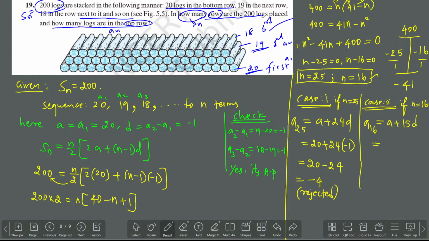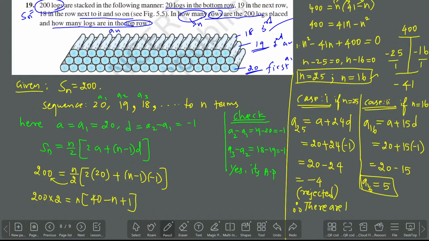The a value, it will come positive, I hope. a value is 20, 15 into the d value minus 1, then 20, 15 into minus 1 minus 15, which is equal to 5. Then 16 is the top row. Then there are 5 logs in the top row, and 16 rows are there totally. You have to complete like that.